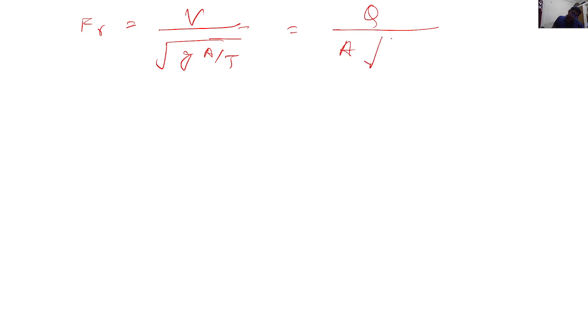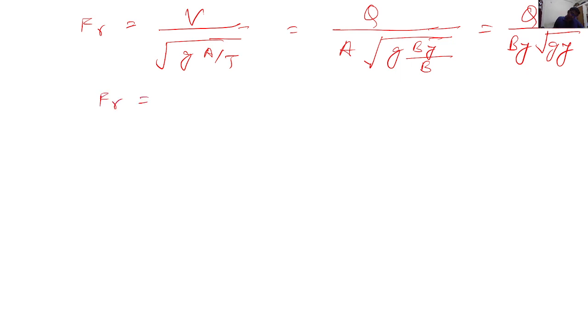So the Froude number would be V by square root of G times A by T. By now you are very familiar with this expression. V can be represented as Q by A, and A can be represented as B times Y for a rectangular channel, and top width is nothing but the width, that is B. So this happens to be Q by B times y times square root of g y.